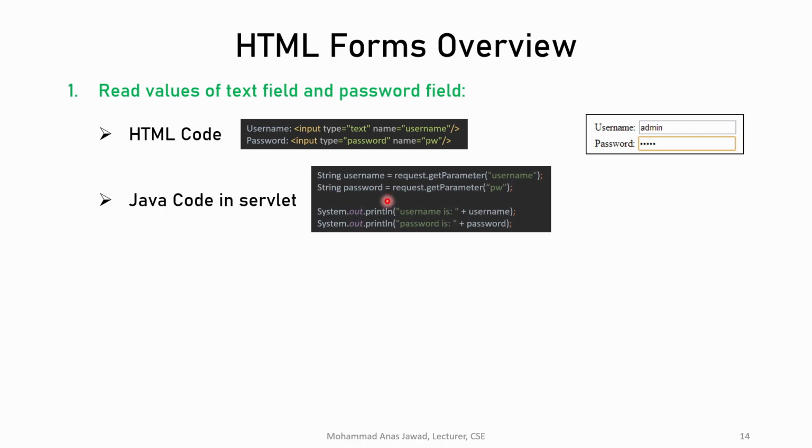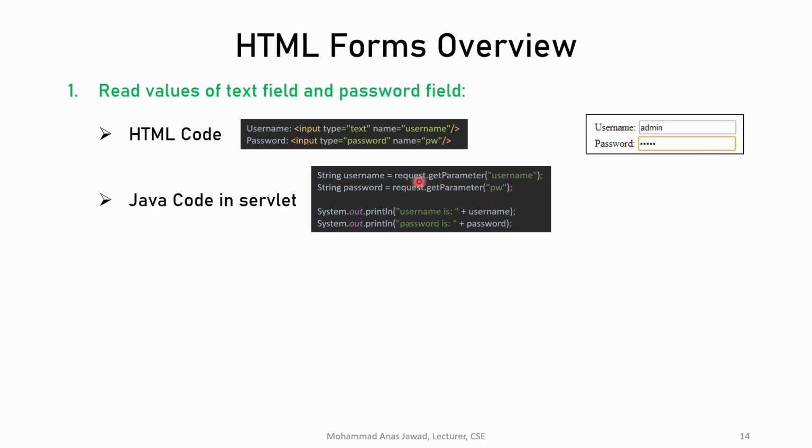Now, if we want to extract the information from these fields using our Java program inside our servlet, all we have to do is write some code which is something like this. We have declared a username and password string, and we have simply used request.getParameter, and inside the getParameter function, we have passed the name of the field that we are trying to get the value of. So in this case, for a username, the name of the field was username, so we have simply written username here. And in case of the password field, the name was PW, and so we have written PW here.